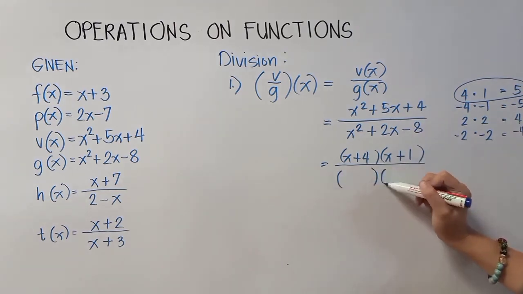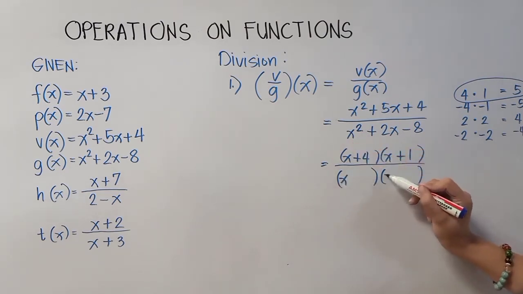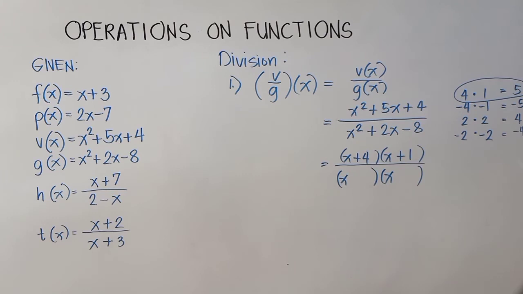Let us also factor our denominator. So x squared is from multiplying x times x. And negative 8 here, we have several factors. That's negative 8 times positive 1. We also have positive 8 multiplied to negative 1. And we also have negative 4 times positive 2 or positive 4 times negative 2.